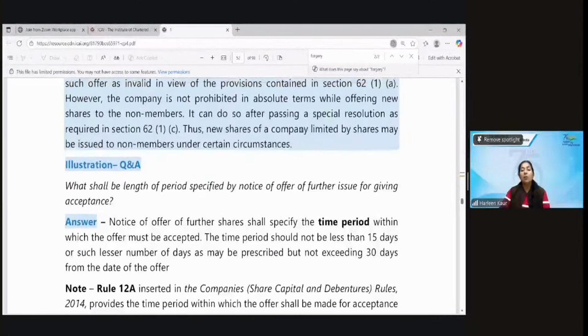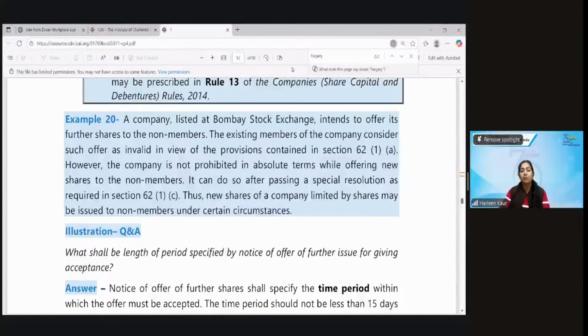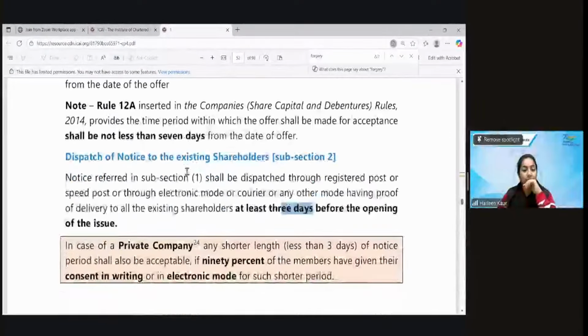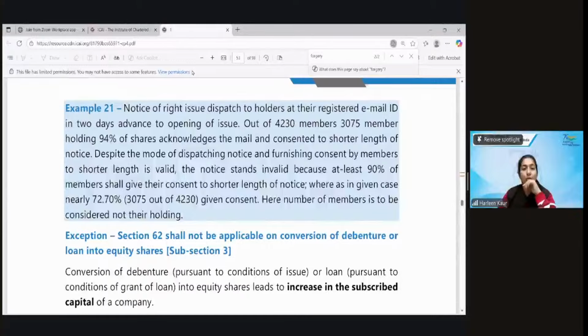A company listed at Bombay Stock Exchange intends to further issue shares. The existing members of the company consider such an offer invalid, because it is not prohibited in absolute terms while offering the shares to non-members. It can do so by passing SR. New shares may be issued to non-members under certain cases. Is that fine to everyone? Example number 21, just go through if you have any doubt.